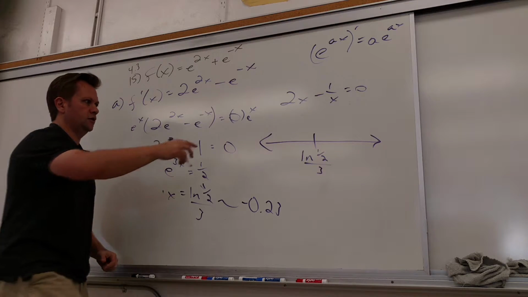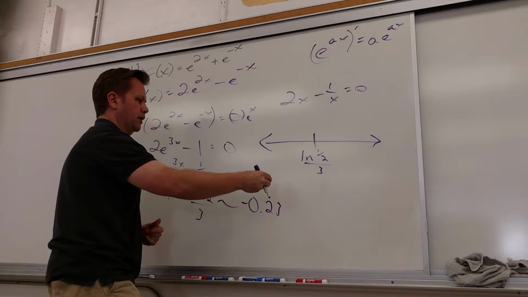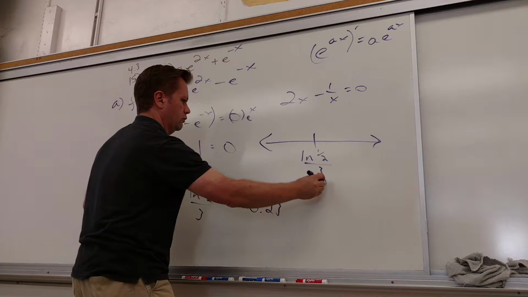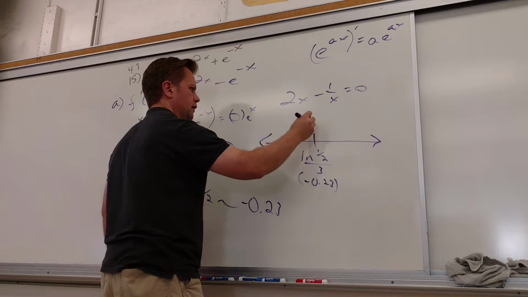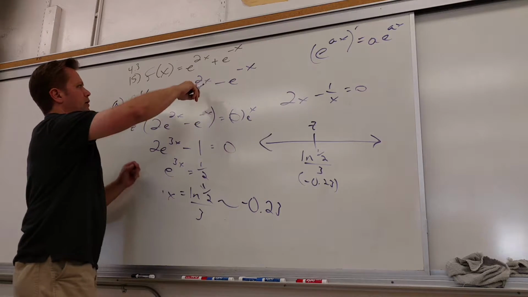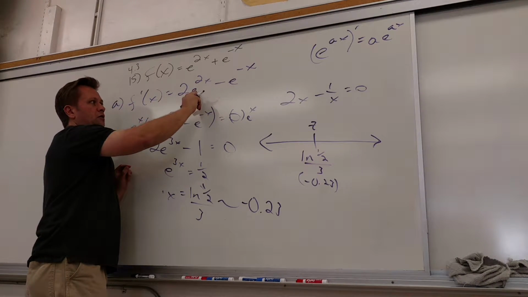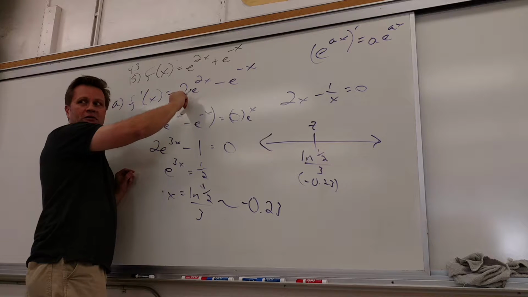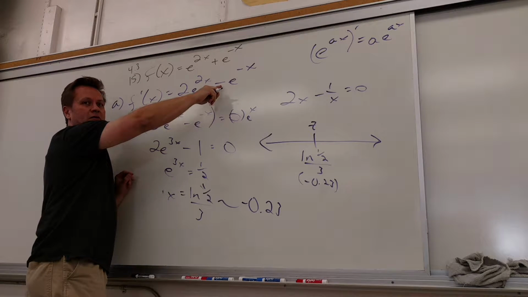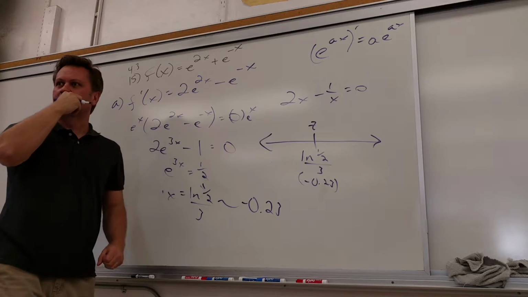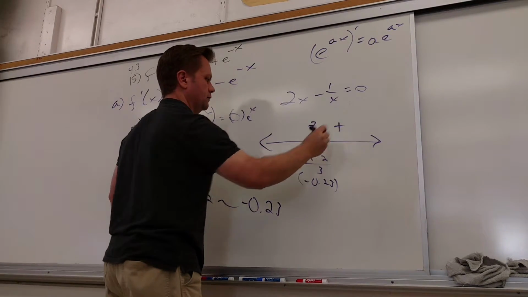Okay, so what can I plug in? This is negative 0.23. So what can I plug in on this side? 0. And when I plug a 0 in, what do I get? 2 minus 1 is 1. It's great, so it's positive.